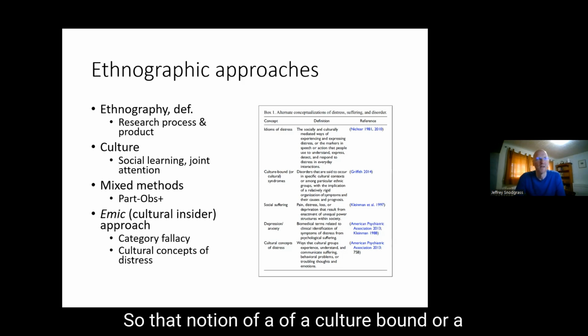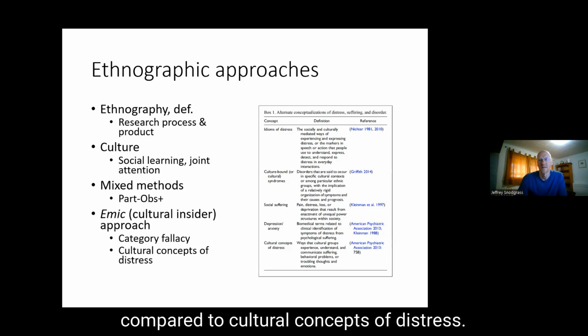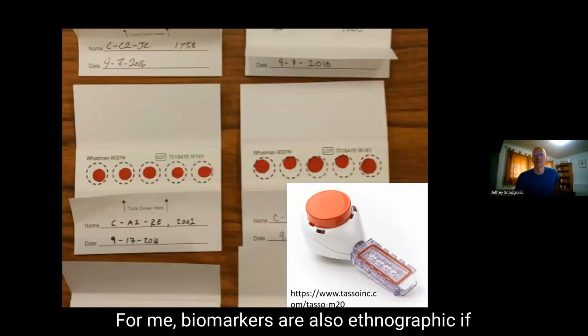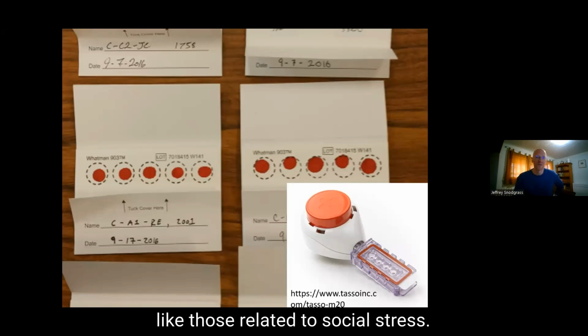So that notion of a culture-bound or cultural syndrome is used less frequently now by anthropologists such as myself compared to cultural concepts of distress. For me, biomarkers are also ethnographic if they are used to reveal cultural processes, like those related to social stress.